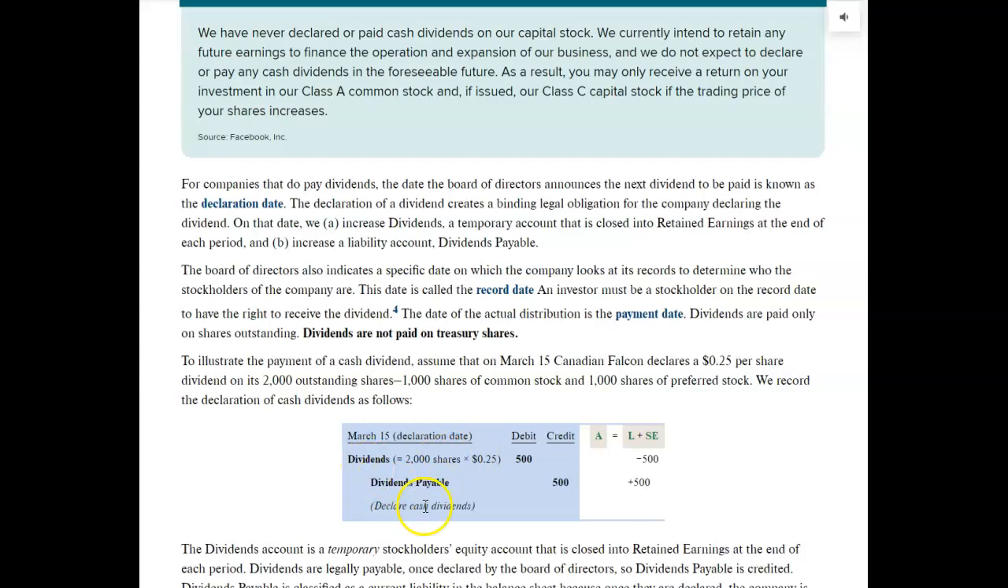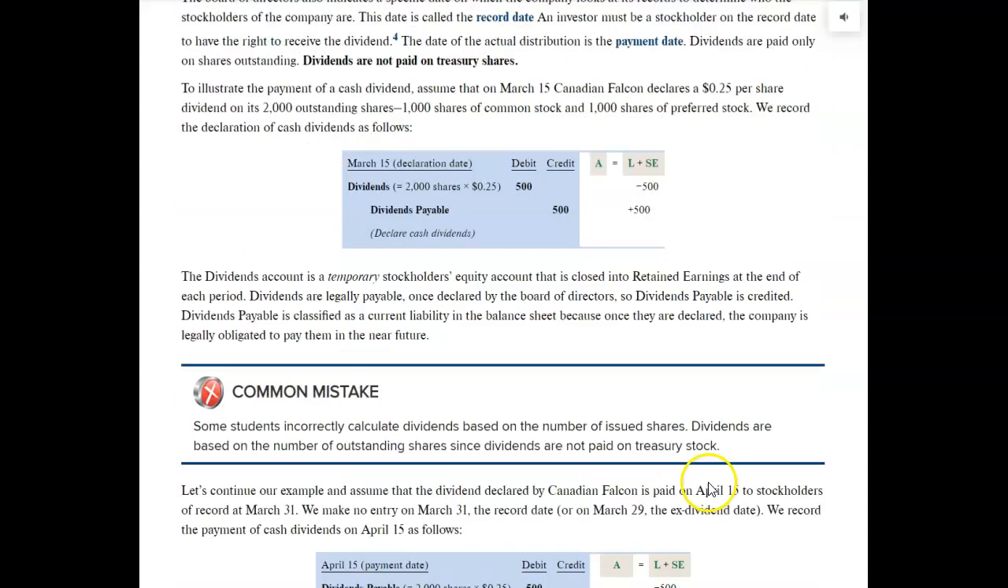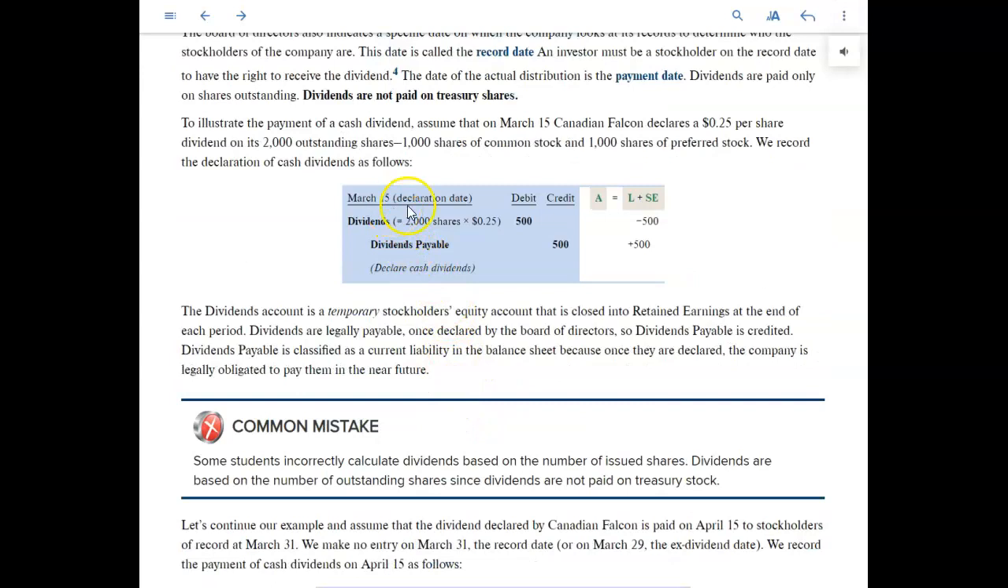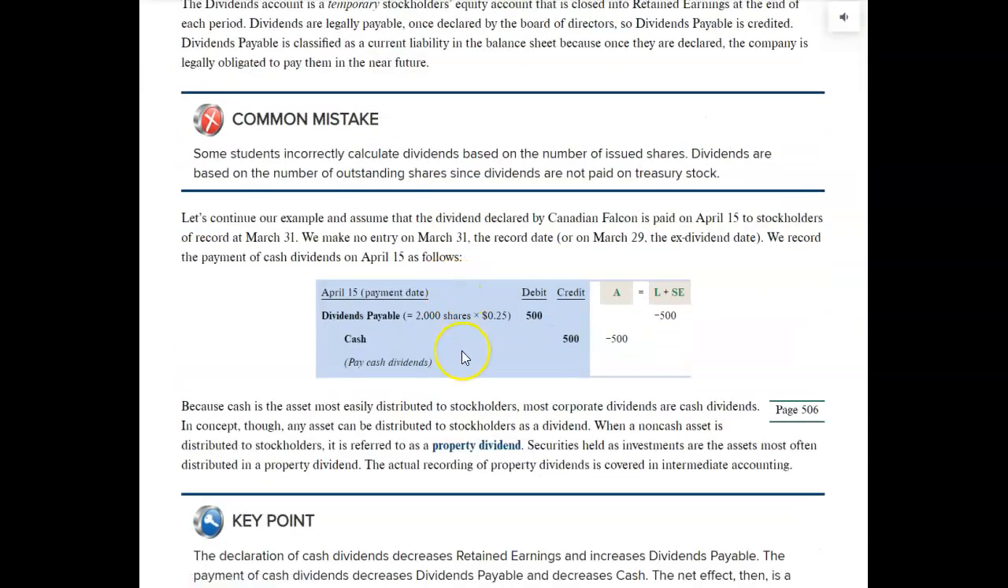So here's the entry you make. Debit a new account, dividends, credit dividends payable, $500. Then, when the checks are dropped in the mail, on the payment date, you debit dividends payable to reduce that account to 0 and credit cash because that is the total amount of the dividend checks that you're writing. Okay, so we have 2 entries, one on the declaration date, record the liability, and on the payment date, record the cash being paid. There's no entry on the record date.